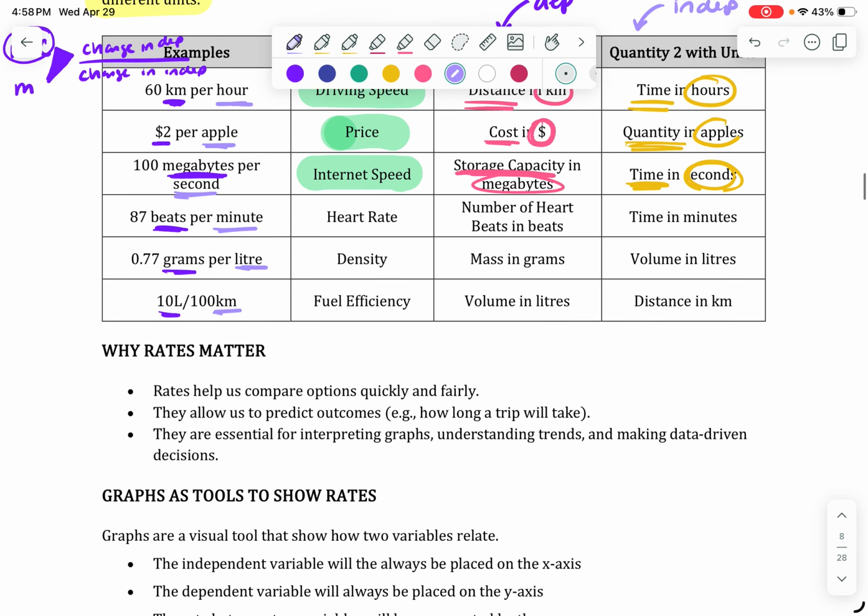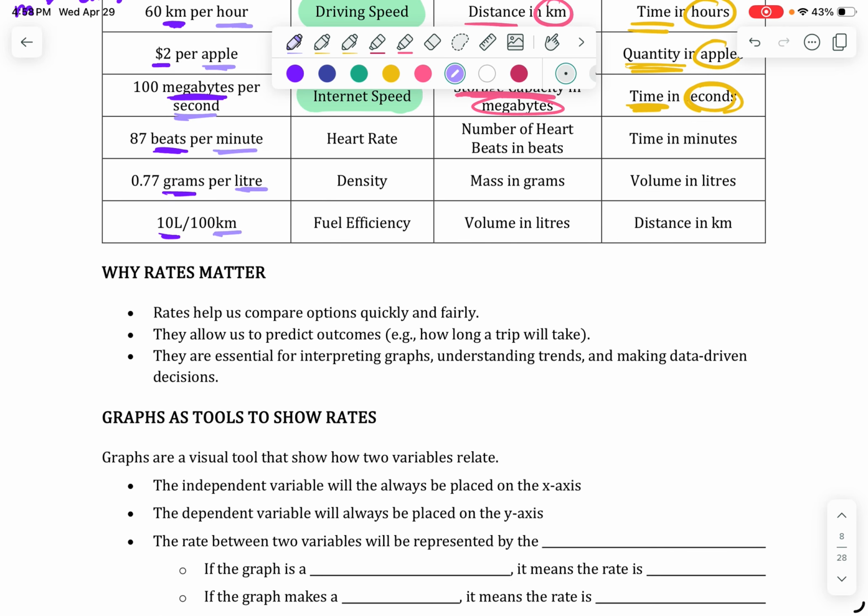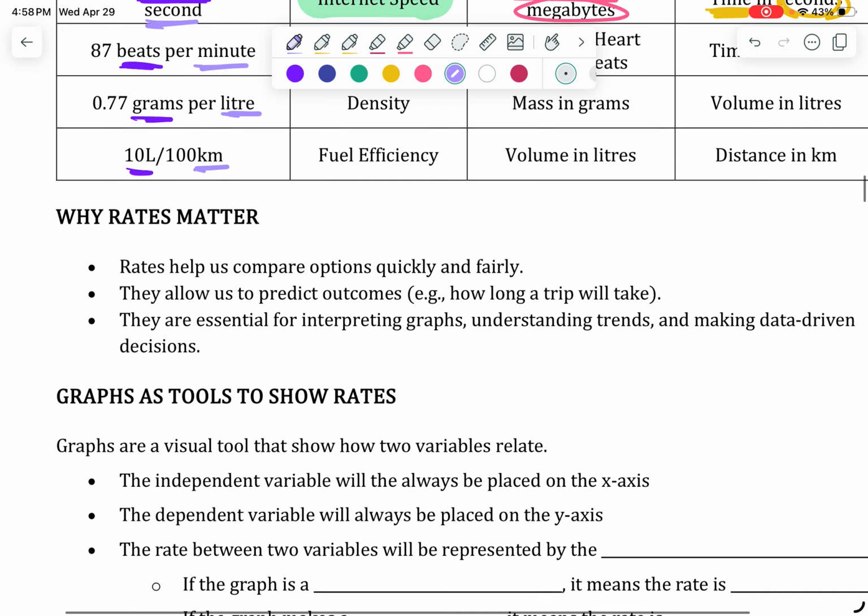Okay, now you might be thinking to yourself, why does this matter? Like, truly, why does this matter? Mostly for comparative purposes. So if I want to compare various options, maybe you go to, I don't know, Sobeys or Superstore to buy your produce, and one is measured in, like, apples.